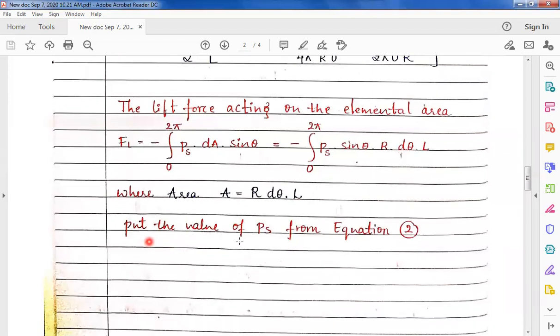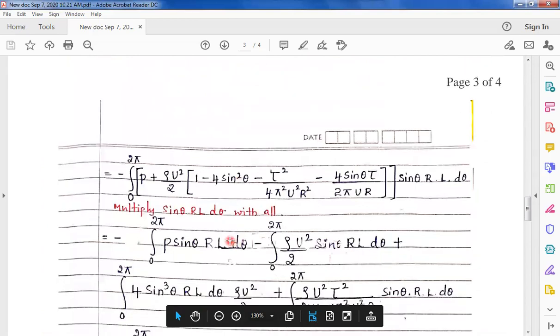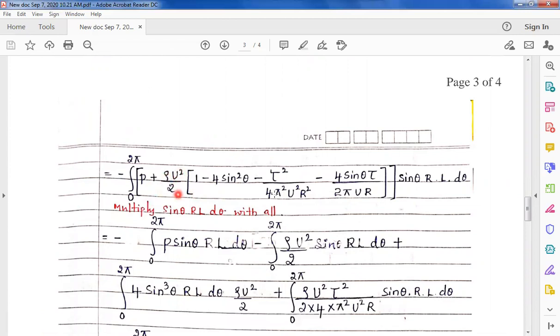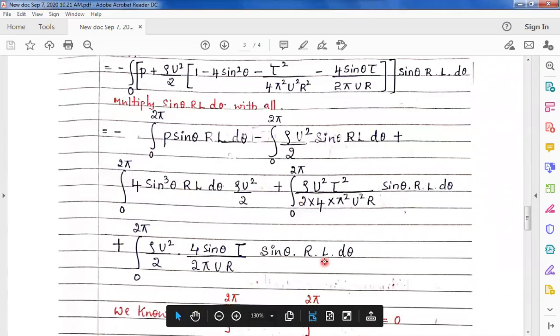Next, put the value of ps from equation number 2. Okay, so next putting all that in equation number 2, p plus rho u square by 2 and all the equation. Okay, so next what you have to do, multiply this sine theta r L d theta with all these terms, including this negative sign also. Okay, considering and putting sine theta r L d theta in all the terms. Okay, so you will get these equations.